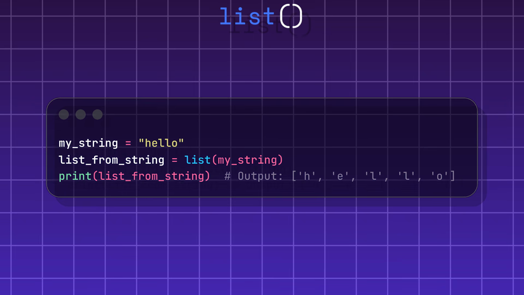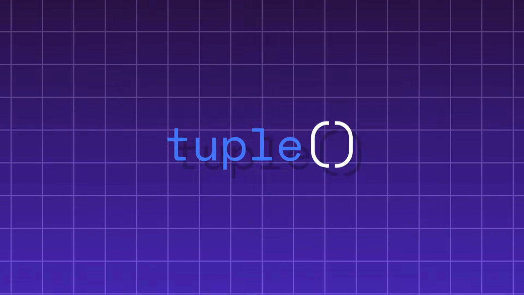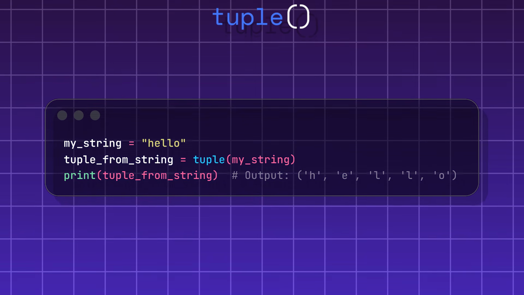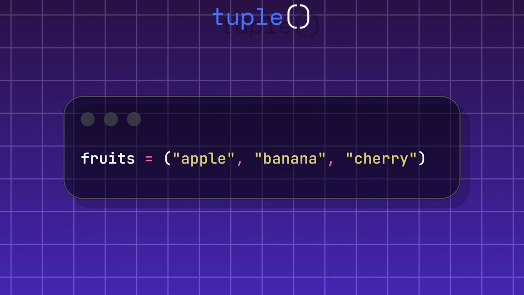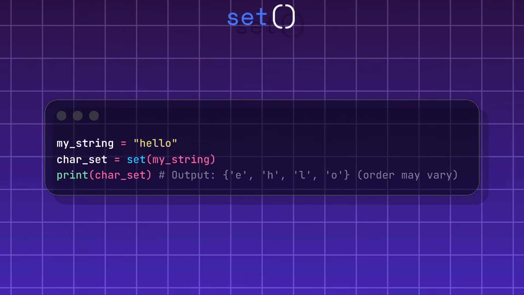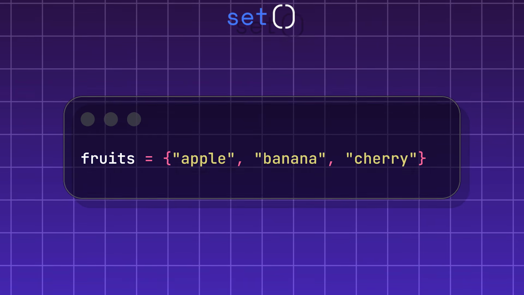List creates a list. A list is an ordered and editable collection of items in Python. You define it using square brackets. Tuple creates a tuple. A tuple is an ordered, uneditable collection of items in Python. You define them using parentheses. Set creates a set. A set is an unordered and editable collection of items. Lists and tuples can have duplicate items, but sets cannot.